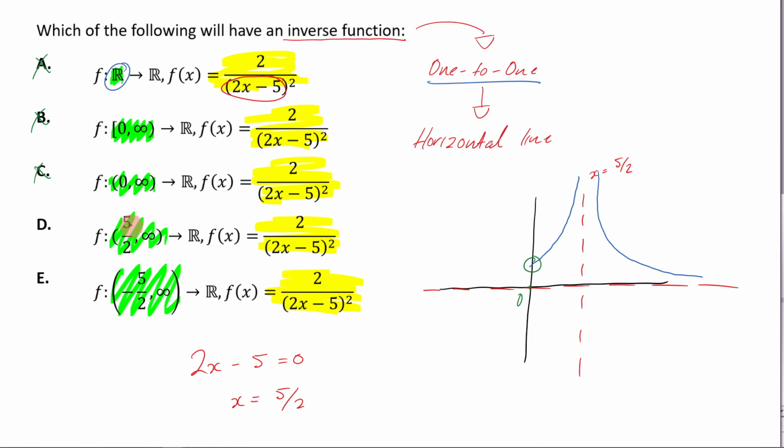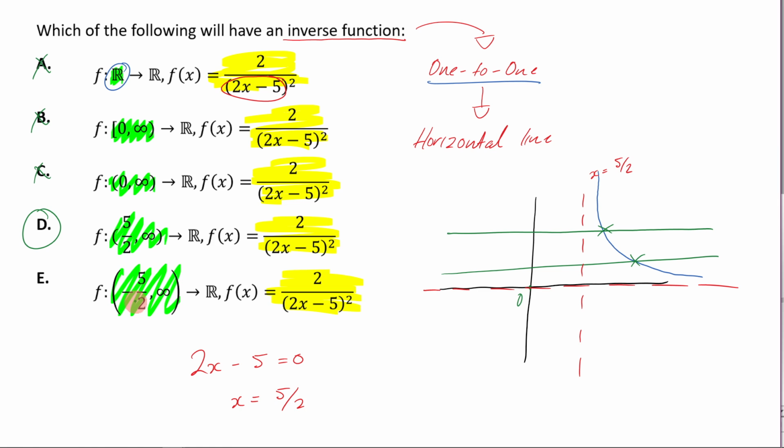Okay, D. D is saying that x starts at 5/2, not including it. So that means that we're not including this part of the graph, but rather it's starting at 5/2, but not including it. And it can't actually include it because remember, the function doesn't exist at 5/2. And as you can see now, if I'm only including this part of my graph, if I draw in a horizontal line, I'm only ever going to touch it once. That means D is my answer.